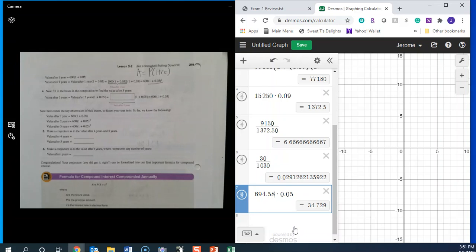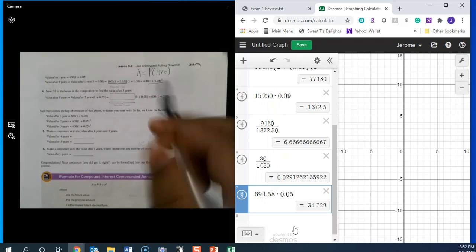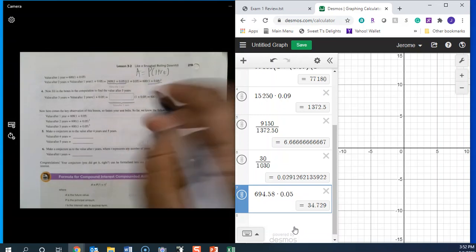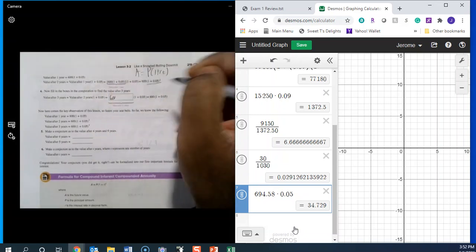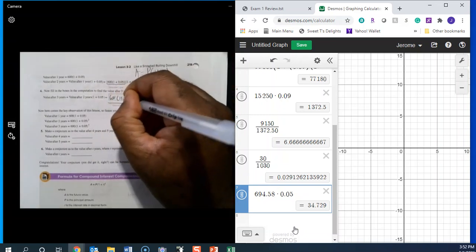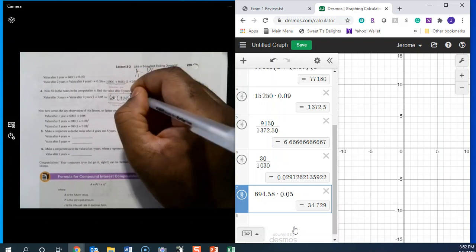Now number 4. Now fill in the boxes in the computation to find the value after 3 years. Value after 3 years, value after 2 years, 1 plus 0.05 equals. Now, the value after 2 years is here. So it'll be 600 times 1 plus 0.05 squared.